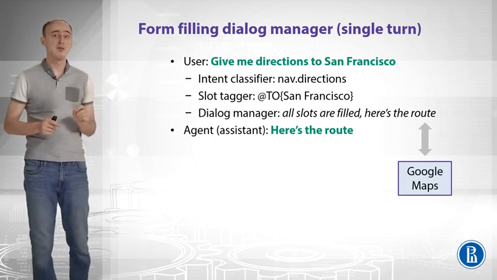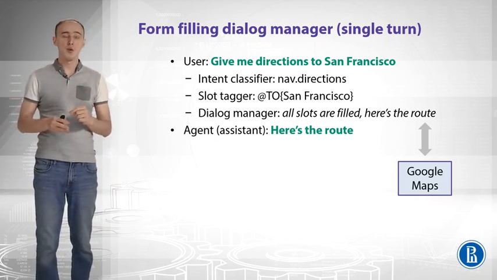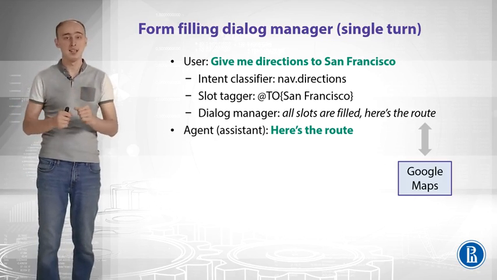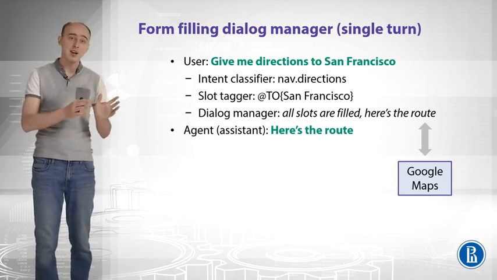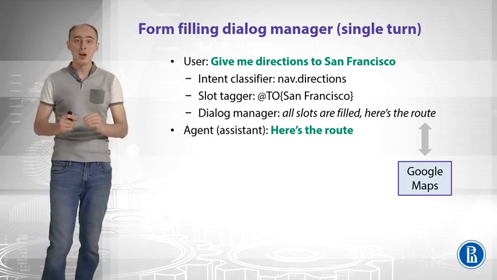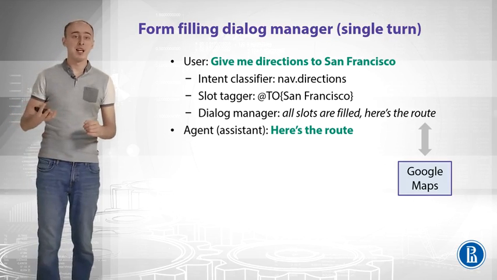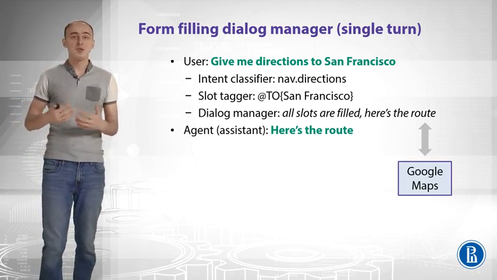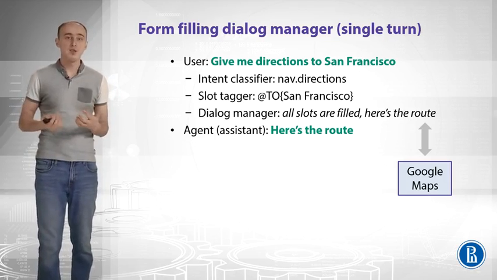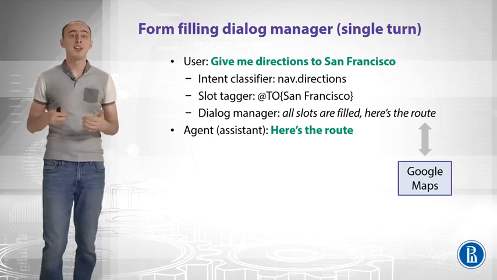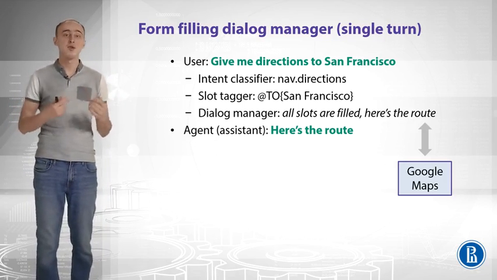Okay, the user says, give me directions to San Francisco. We run our intent classifier and it says, this is a navigation directions intent. Then we run slot tagger and it says that San Francisco seems to be the value of the slot "to". Then our Dialog Manager needs to decide what to do with that information. It sees that all slots are filled, so we can ask for the route. We can query Google Maps or any other service that will give us the route, and we can output it to the user and say, here is your route.